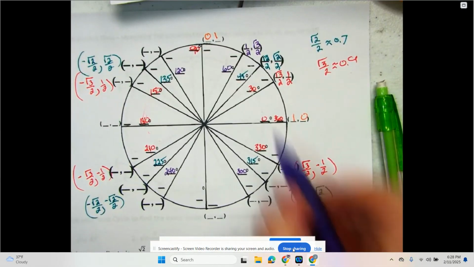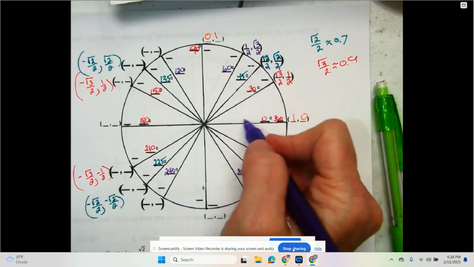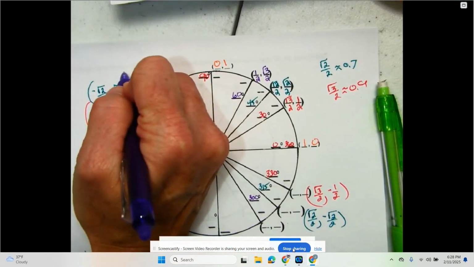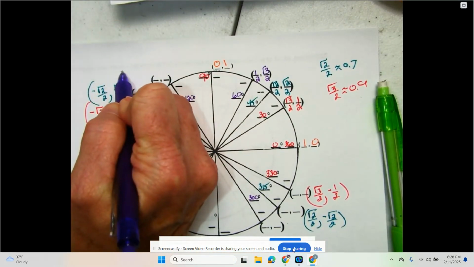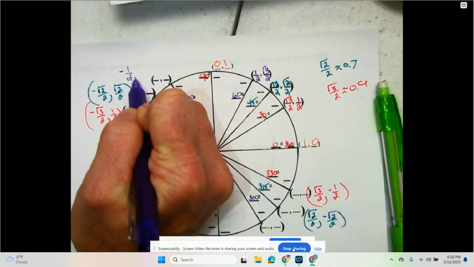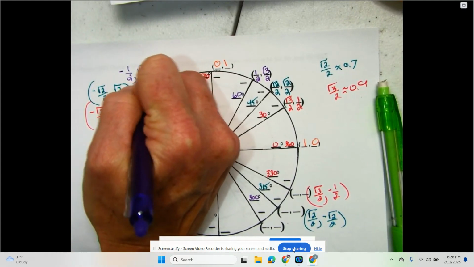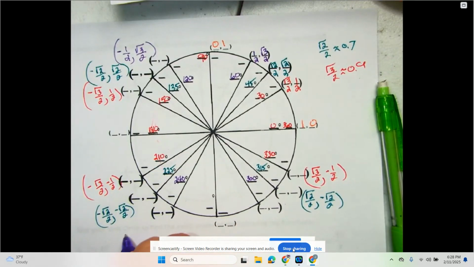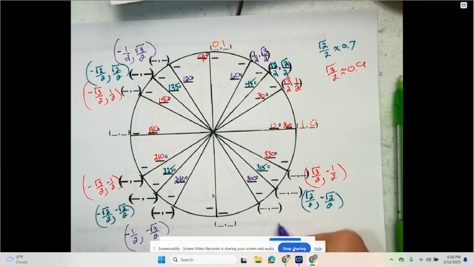60 degrees, 1/2, square root of 3 over 2. So 60-degree reference angle. This is going to be negative 1/2 and the square root of 3 over 2. 60 degrees down, negative 1/2, negative square root of 3 over 2. 60 degrees down, positive 1/2, negative square root of 3 over 2.